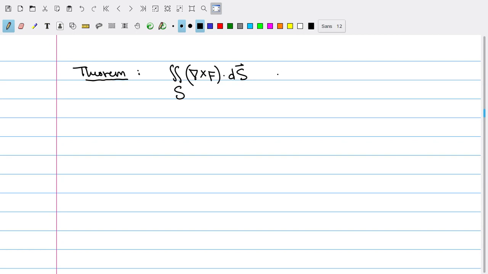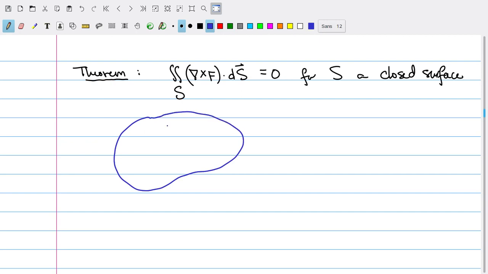Now, one of the really cool consequences of Stokes' theorem is that the integral over a closed surface of the curl of f dot dS is always going to be 0. This is because there's no boundary of a closed surface, so by Stokes' theorem, this integral would be equal to the integral of f dot dr over a curve which is nothing.